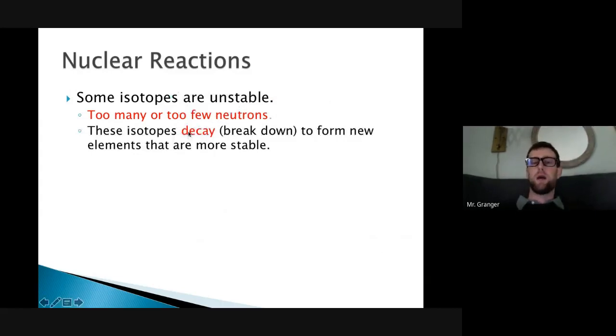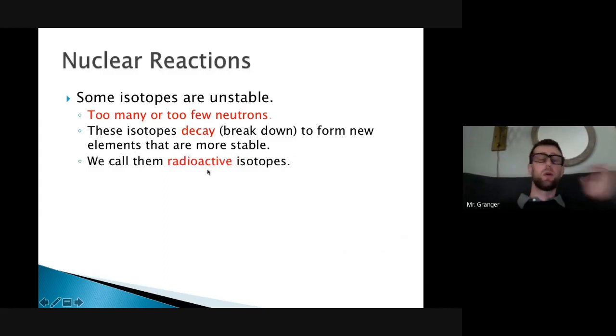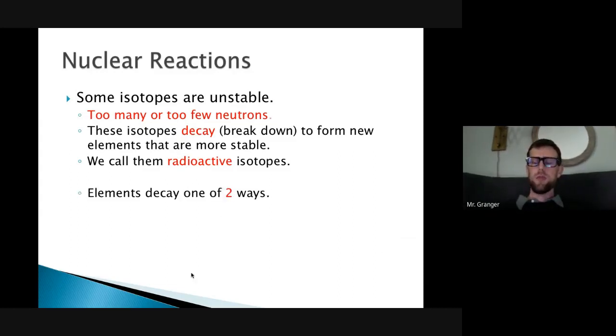They break down into smaller pieces that are more stable. That's the reason they break down, is to become more stable or less reactive in the nucleus. We call these isotopes radioactive isotopes because they do break down and undergo decay to become stable. So there's two ways that they can undergo this process of decay.